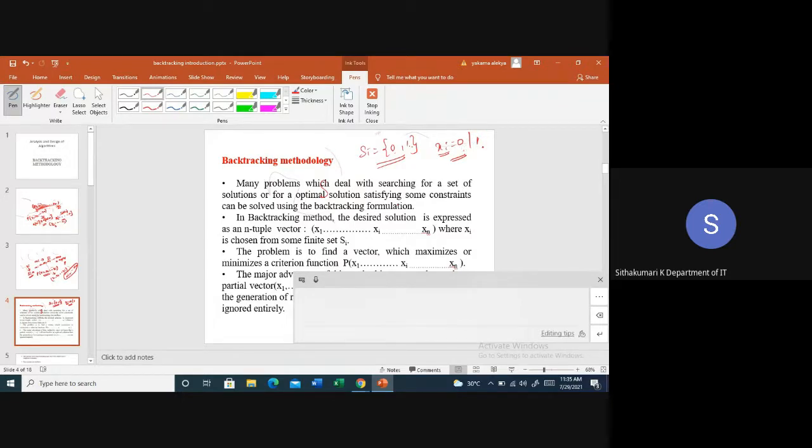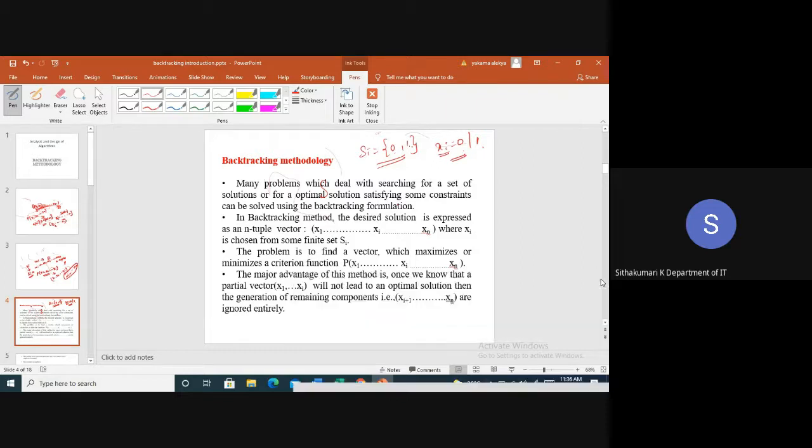It cannot take any other value. So that is called the explicit constraints. Okay, that is an explicit constraint. I'll tell you what the implicit constraints are.